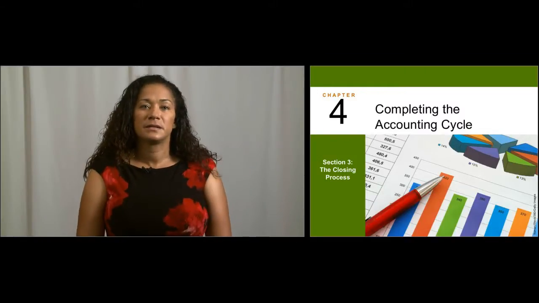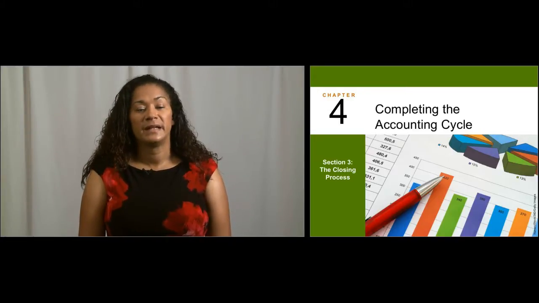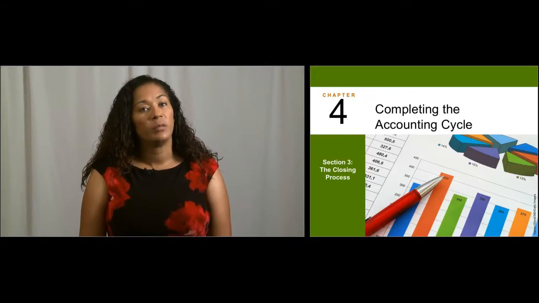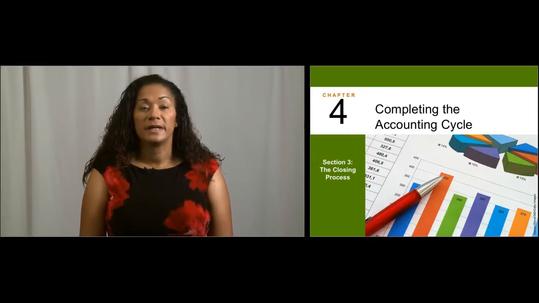This lesson details the necessary steps required to properly close the accounting records. In accounting, companies maintain financial records for one period or a fiscal year, which is equivalent to 12 months. At the end of each fiscal year, companies close all temporary accounts in order for the company to start the new fiscal year with zero balances.